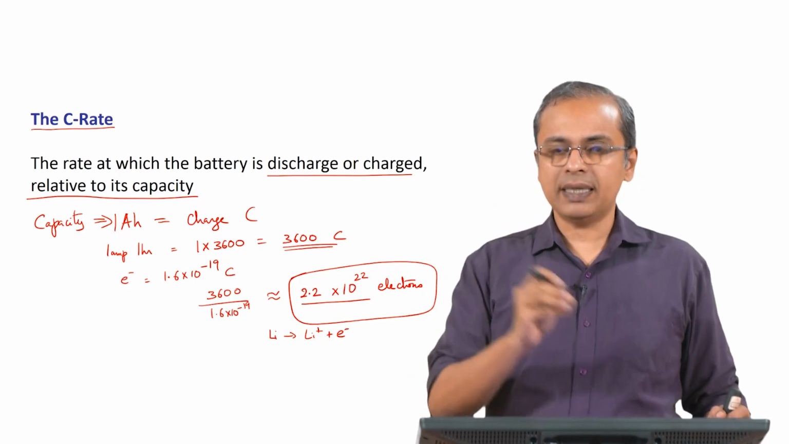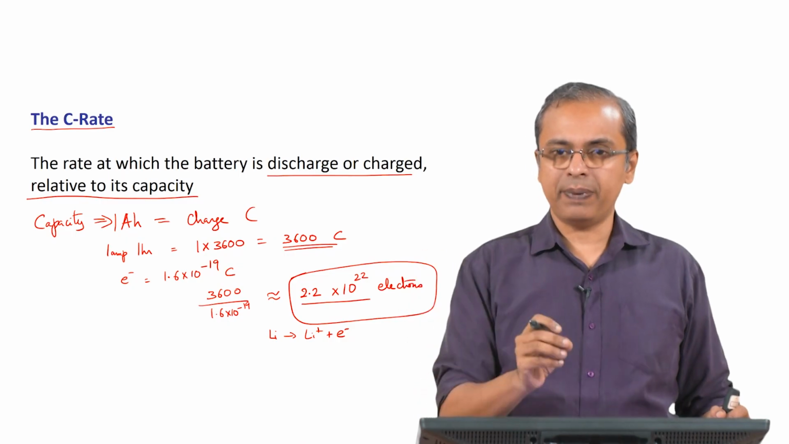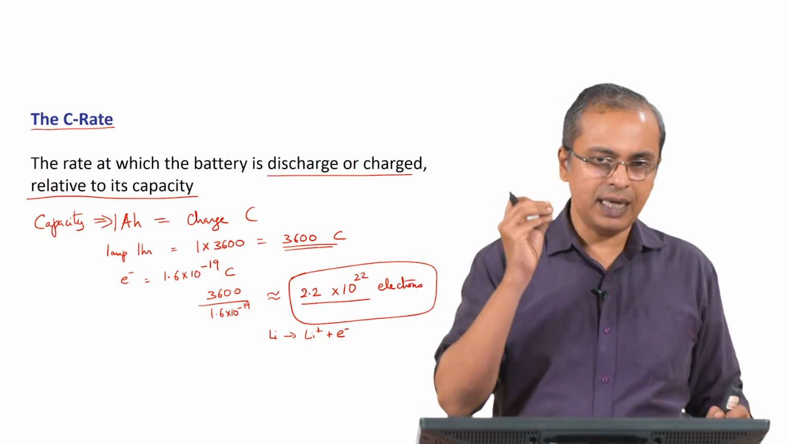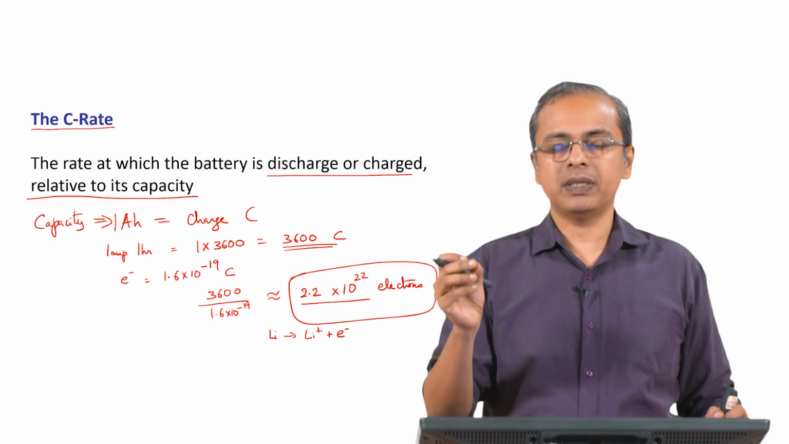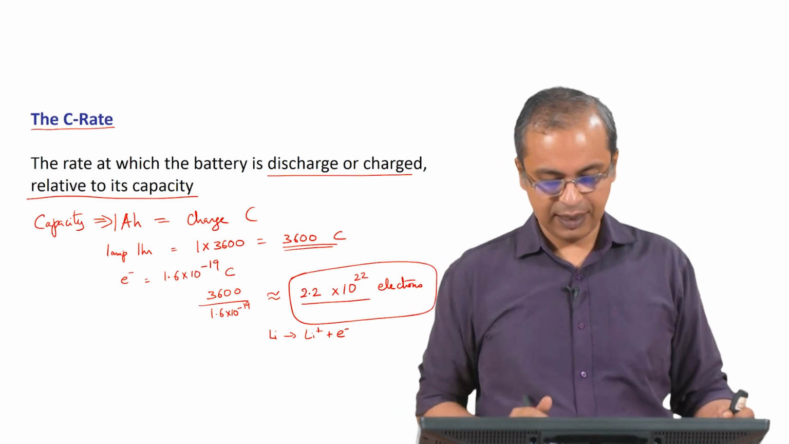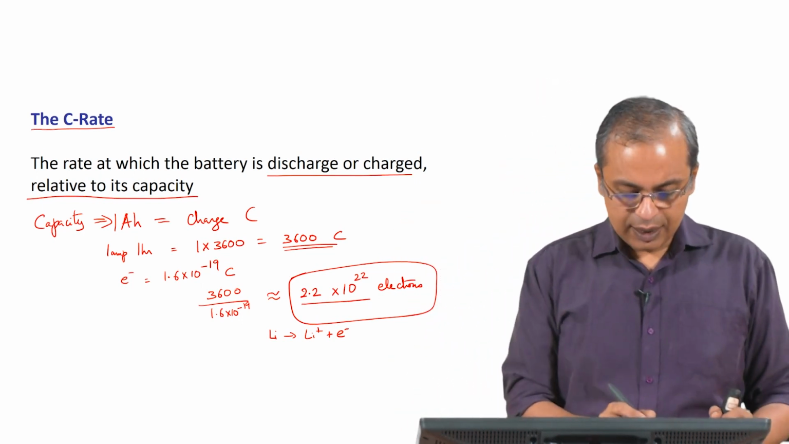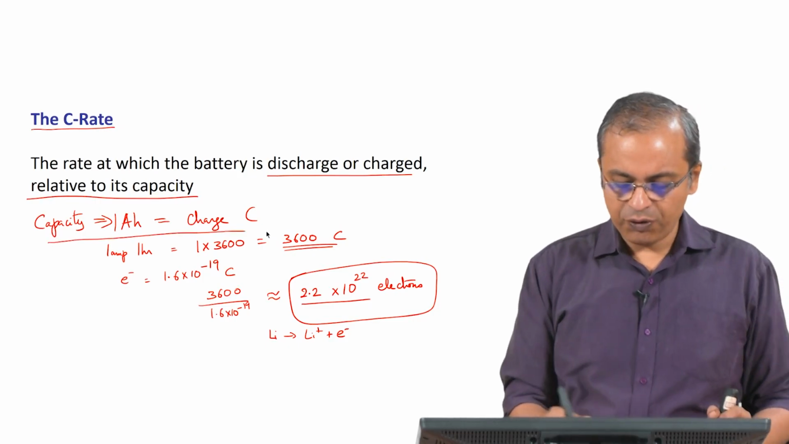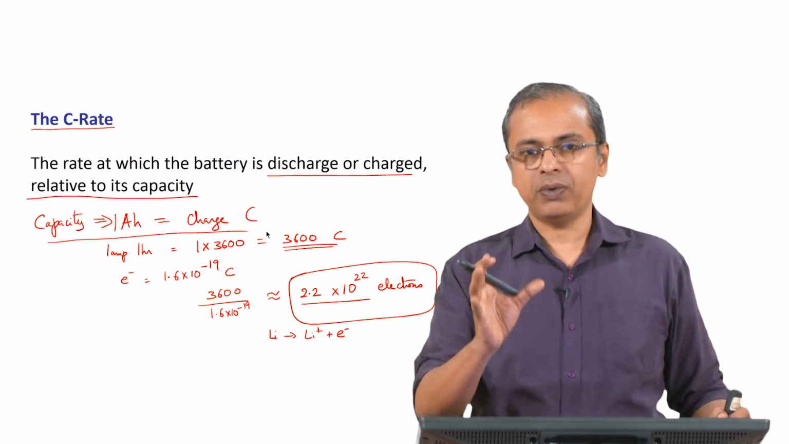Okay, so two batteries, one having double the capacity of the other. If they are put to use in the same operating condition, the second battery, which has double the capacity, will last twice as long. That is the basic idea. So that is capacity. That is a fixed value for a given battery.